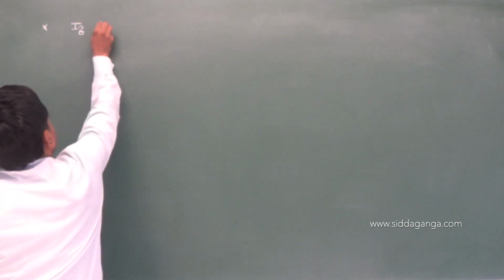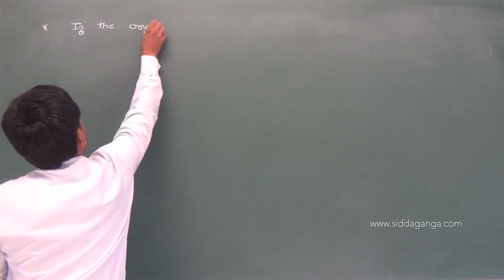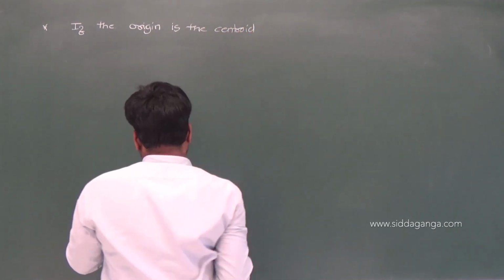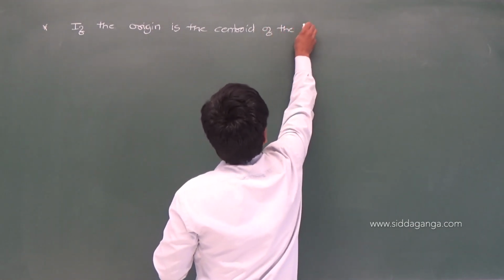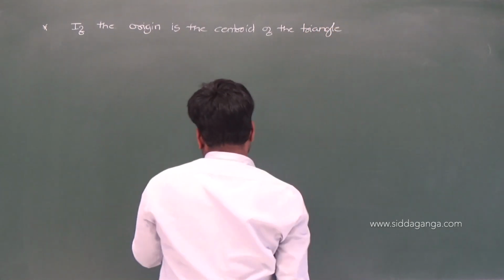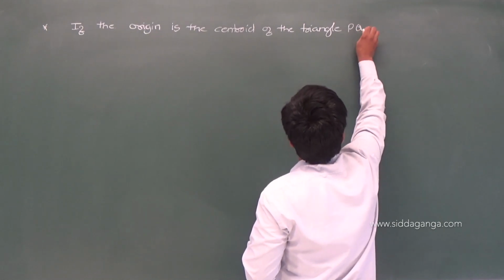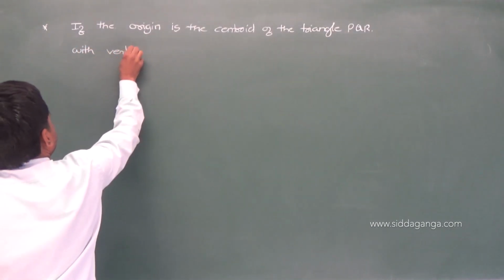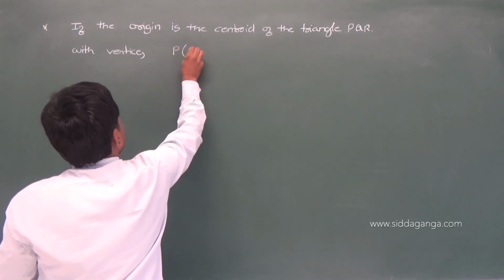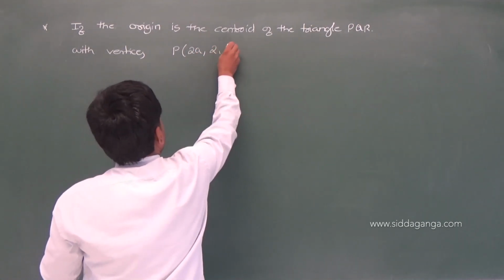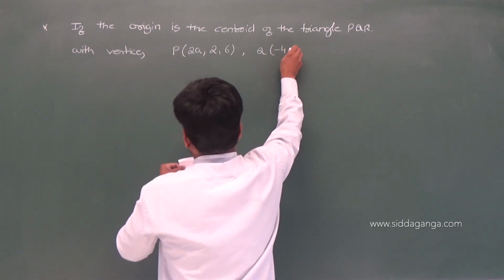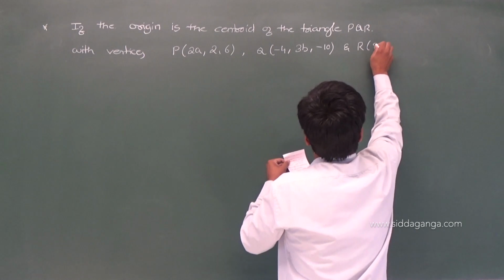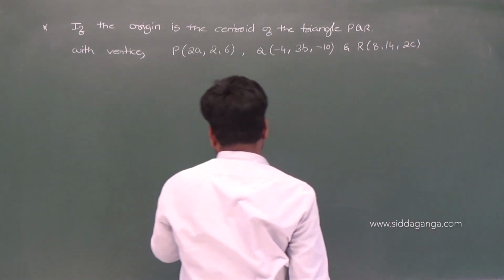If the origin is the centroid of the triangle PQR with vertices P(2a, 2, 6), Q(-4, 3b, -10) and R(8, 14, 2c).